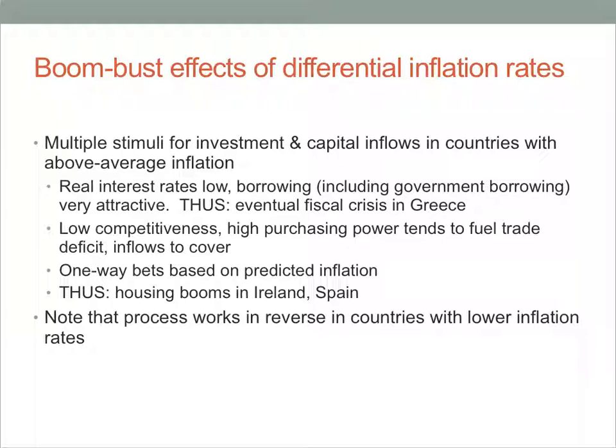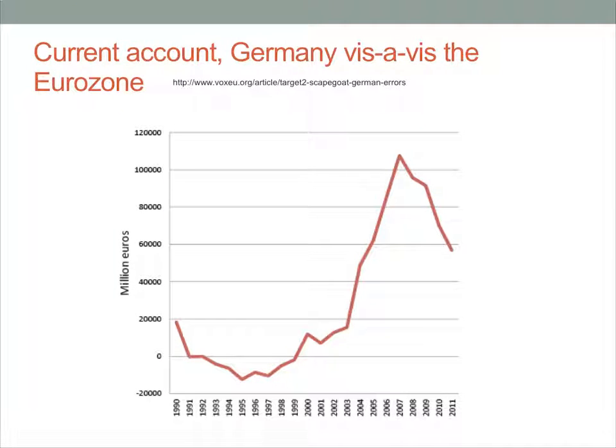So the effect of putting all these countries together in a single currency union was to create differential inflation rates that set off a boom in some countries and were less favorable for other countries, and created various kinds of bubbles and high levels of investment that relied on unification of countries with different inflation rates under a single currency. So these processes show up very clearly in the statistics. Here's the current account, or again, basically the trade surplus of Germany versus the rest of the Eurozone. Here's the date at which the euro is introduced, and you can see that the German surplus goes way up.